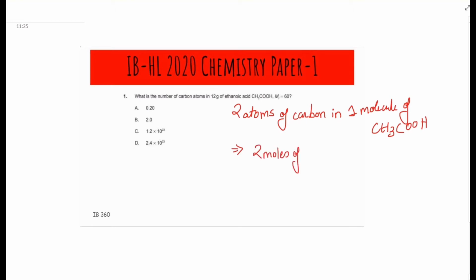In this question, you are asked to calculate the total number of carbon atoms in 12 grams of ethanoic acid. To solve this question, firstly, we need to know that we have two atoms of carbon in one molecule of CH3COOH. So I can extend it and write that there are 2 moles of carbon in 1 mole of ethanoic acid.